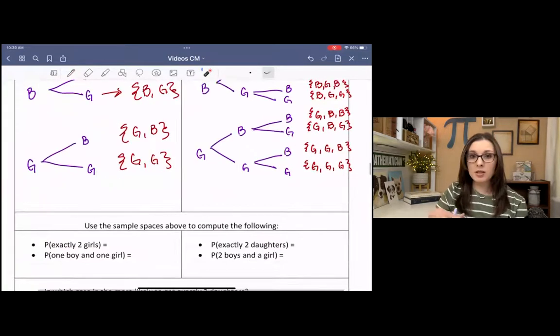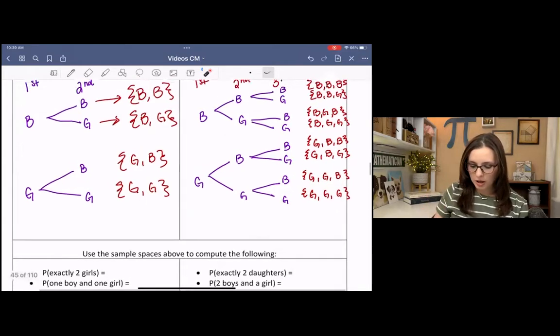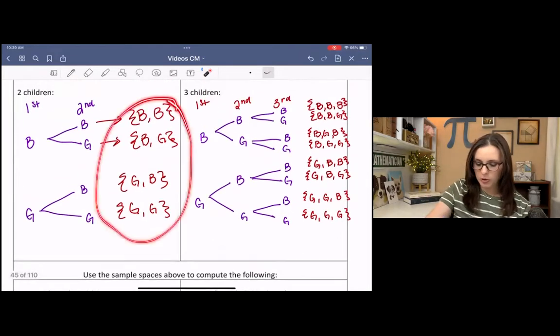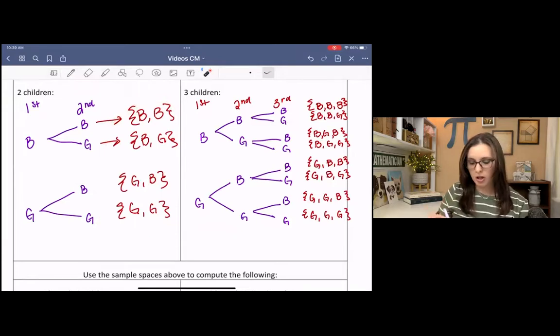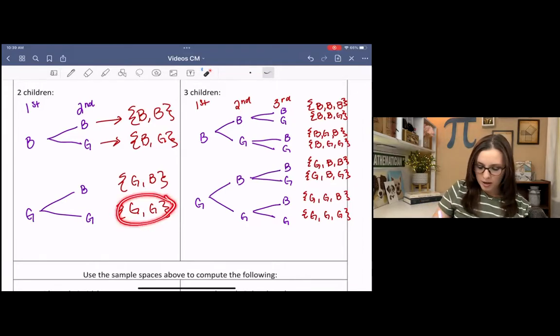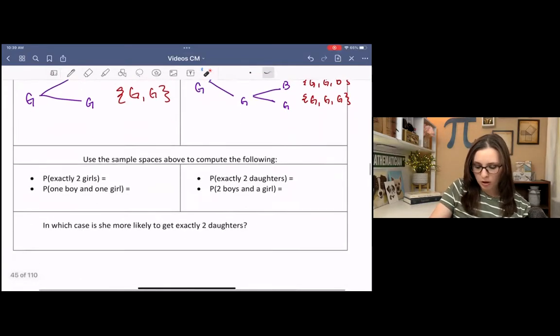And we're going to use that to find these probabilities below. So in the left side, it says the probability of exactly 2 girls. So exactly 2 girls means 2 girls, no more, no less. So let's look up here. We're using this sample space. If she has 2 children, what's the probability that she would have exactly 2 girls? That's only one of the 4 outcomes.